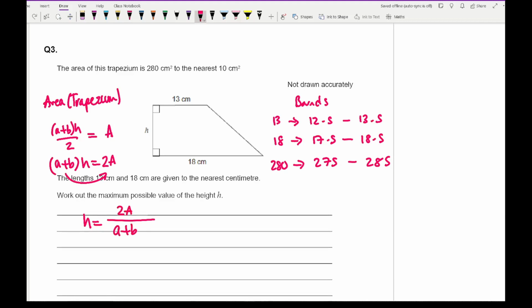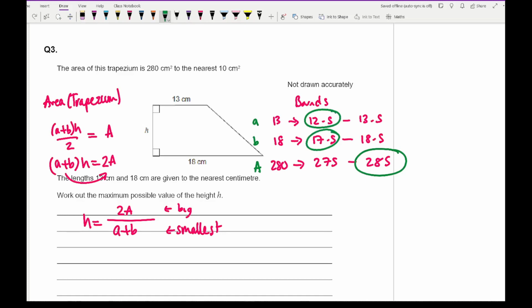Now, if you're looking at bounds and trying to get the maximum H, so the maximum value of this fraction, we want the numerator to be the biggest and the denominator to be the smallest. So to work out the maximum height, I need the maximum area, which is this value here, and I need the smallest A plus B value. So I need the lower bounds of A and B, and the upper bound for the area.